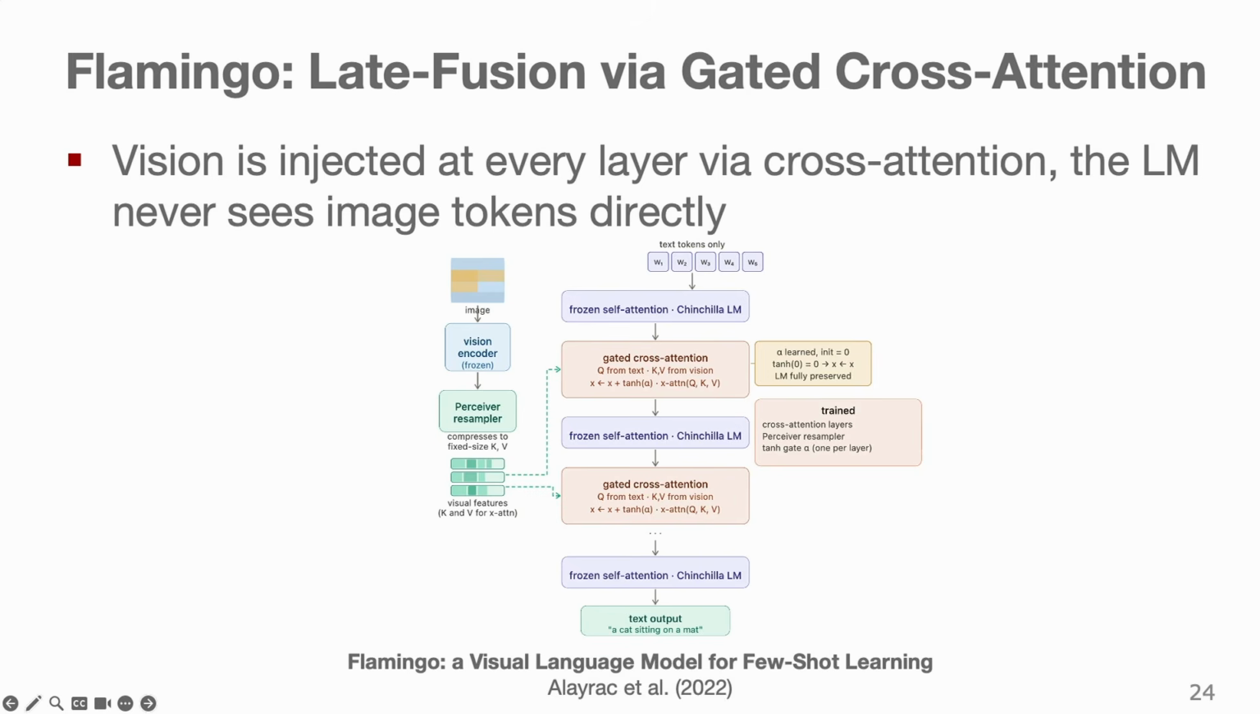And the elegant part of the whole approach is the tanh gate, because it's initialized to 0. That means that at the start of the training, the cross-attention contributes exactly nothing. So the model behaves identically to the original LLM. And then as the training proceeds, this gate starts to gradually open up and the visual information flows in. And so this is a very principled way to preserve the pre-trained language abilities while slowly learning to incorporate vision.